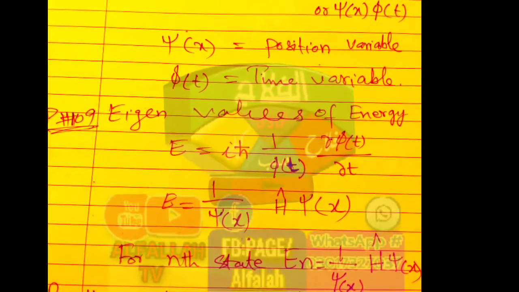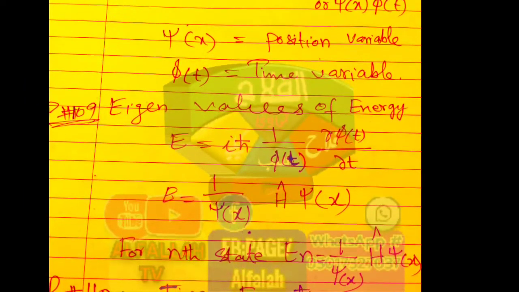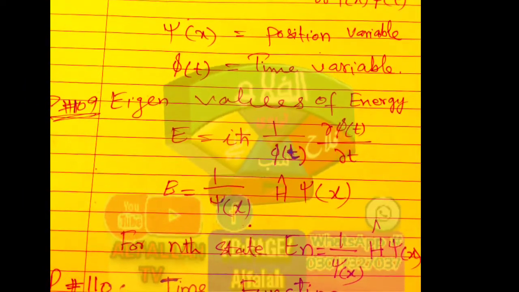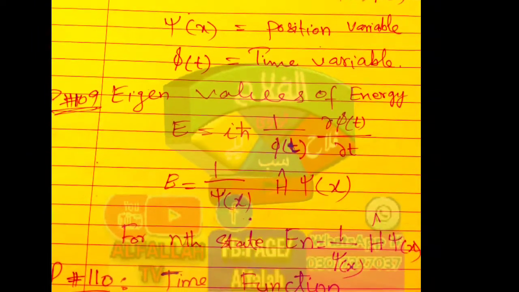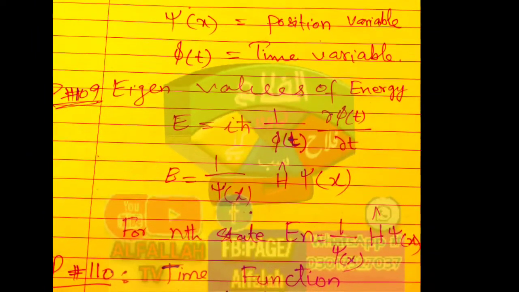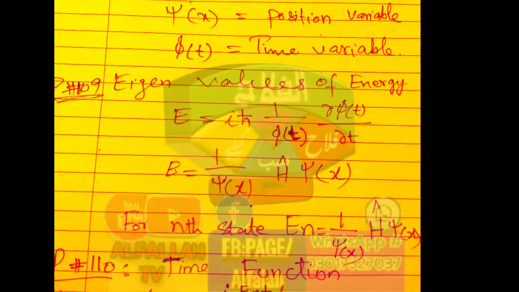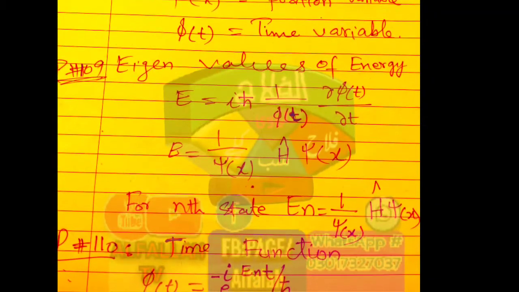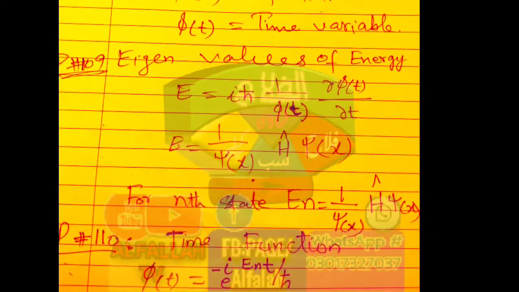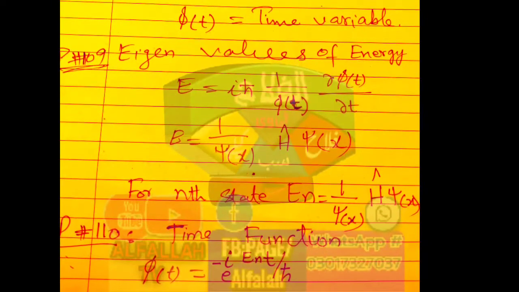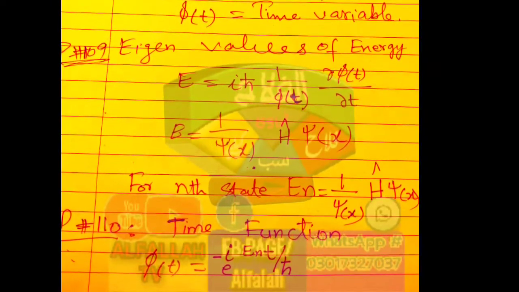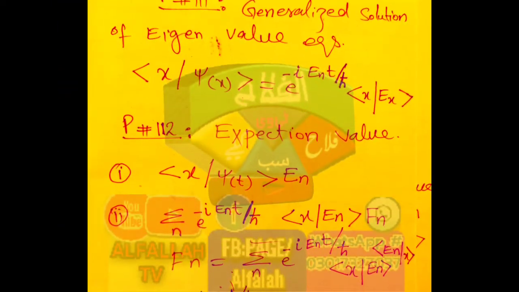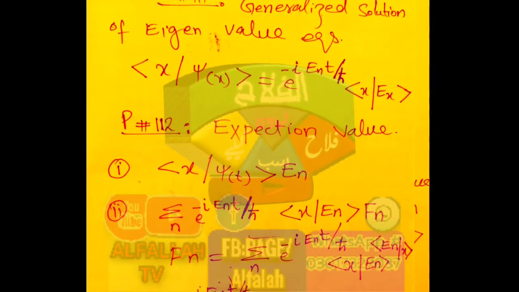In terms of the Hamiltonian equation, E = 1/ψ(x) × Ĥψ(x). For the nth state, eigenvalue En is equal to 1/ψ Ĥψ(x). Point number 110, time function φ(t) is equal to e^(−iEn t/ħ). And point number 111 is the generalized solution of the eigenvalue equation.